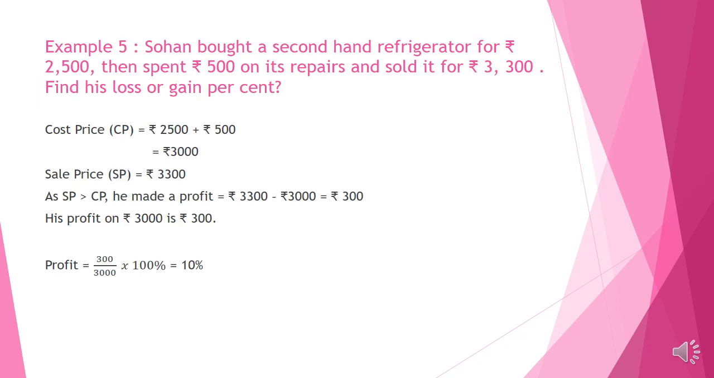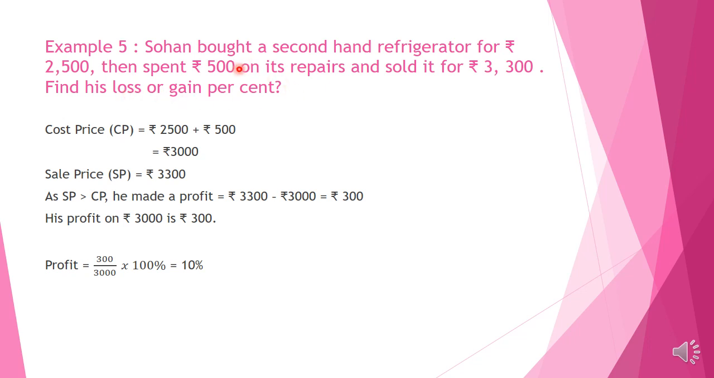Now let us do two questions from illustration. Example 5. Sohan bought a second-hand refrigerator for rupees 2,500, then spent rupees 500 on its repairs and sold it for rupees 3,300. Find his loss or gain percent.